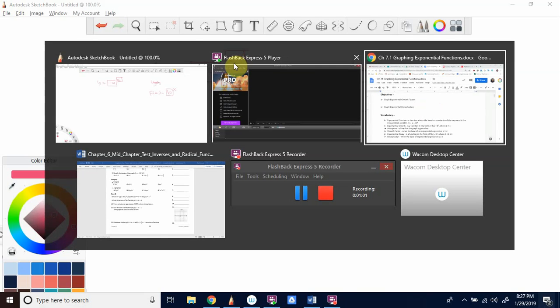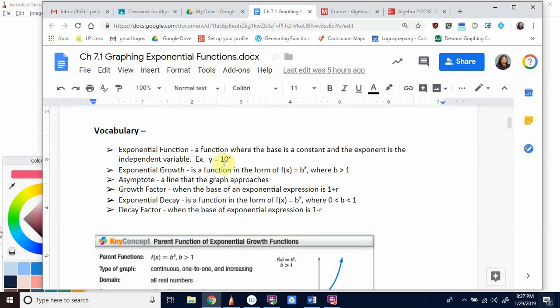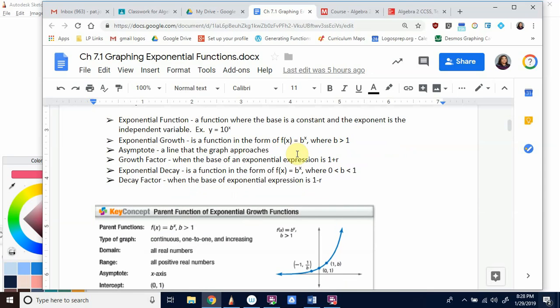So let's look at the key concept box here. Exponential growth is just a function in the form f of x equals b to the x, where b is greater than 1. So this constant, this base, is greater than 1. Remember we talked about exponents having two parts, a base and a power. The base is a constant greater than 1, and the power is x, the variable. Then we're going to have an asymptote. An asymptote is simply a line that the graph approaches.